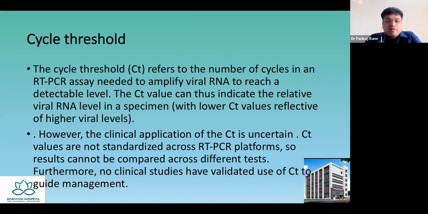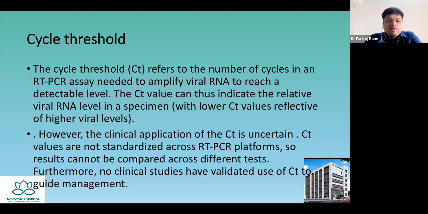The cycle threshold refers to the number of cycles in an RT-PCR assay that needed to amplify viral RNA to reach a detectable level. Generally, these people test for 35 cycles. Initially 40 करत होते, and if in 35 cycles virus is not detected, they used to label it as negative.